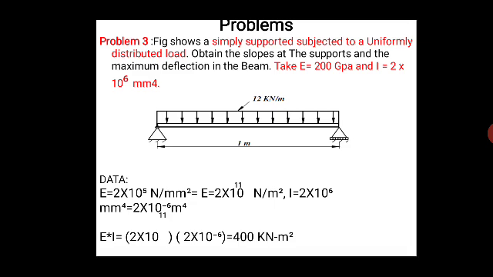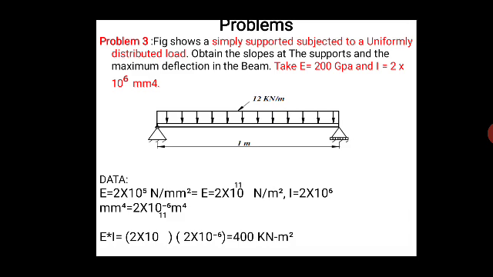The data given here is Young's modulus, 2 into 10 raised to 5 Newton per mm square, or we can reduce it to E is equal to 2 into 10 raised to 11 Newton per meter square. Since the length is in meters, I will keep all the values in terms of meters. I is given as 2 into 10 raised to 6 mm to the power of 4, and we will convert it to 2 into 10 raised to minus 6 meter to the power of 4. Therefore, the value of E into I is 2 into 10 raised to 11 into 2 into 10 raised to minus 6, that is 400 kilonewton meter square. This is the data which is given.